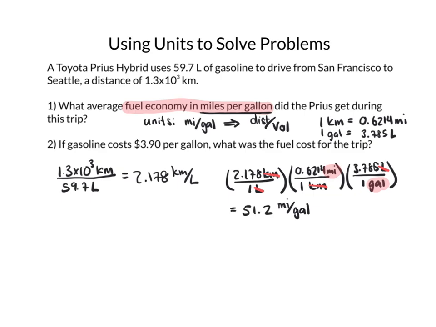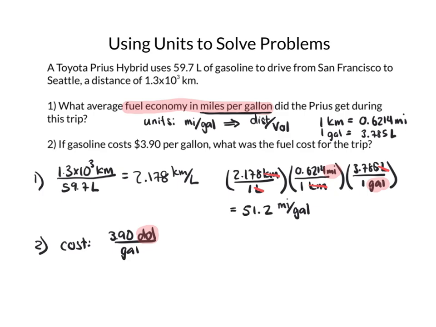So let's look next at number 2 and see if we can solve this problem. So number 2 asks if the gasoline costs $3.90 per gallon. So I could see that the cost is $3.90 per gallon. So per always means divide, right? What was the fuel cost for the trip? So I want my answer to end up in dollars, which means that I want to be able to cancel out or divide out gallons.